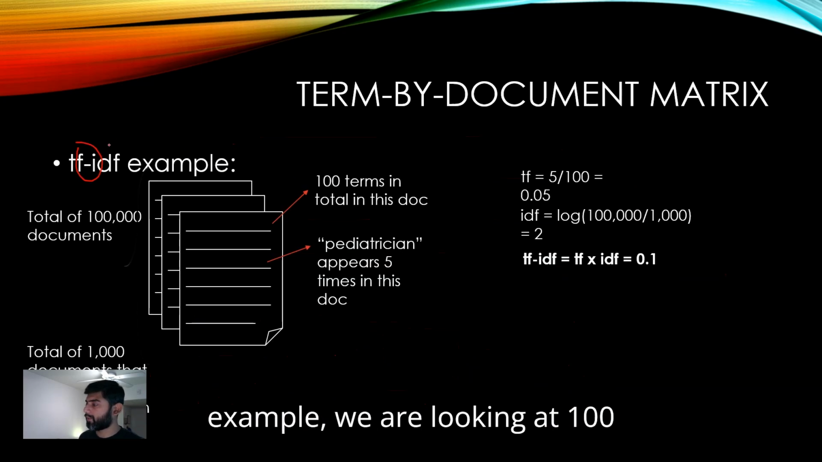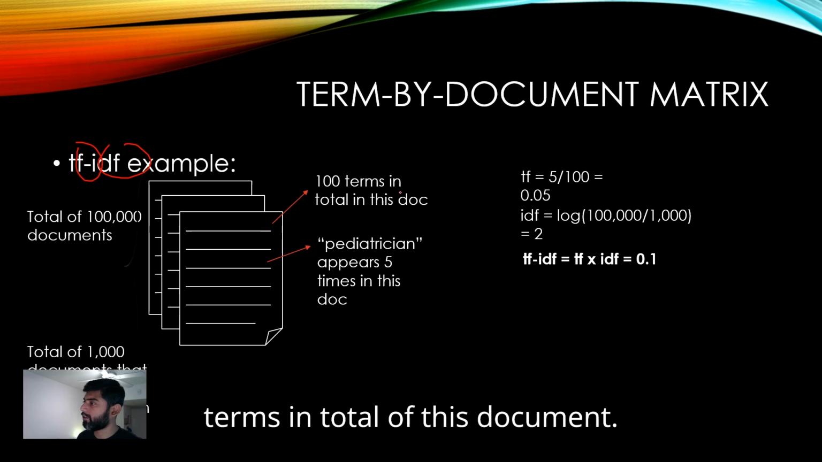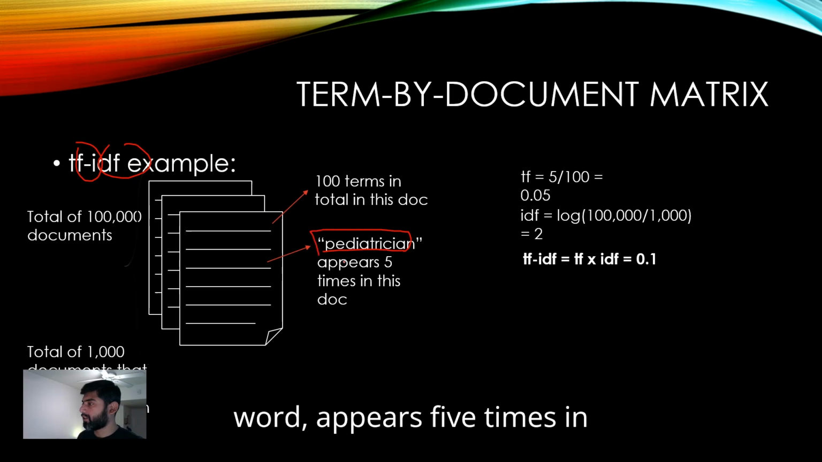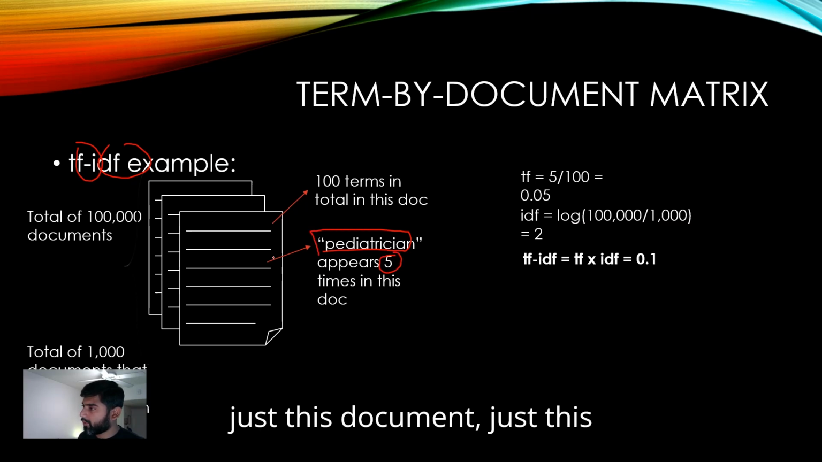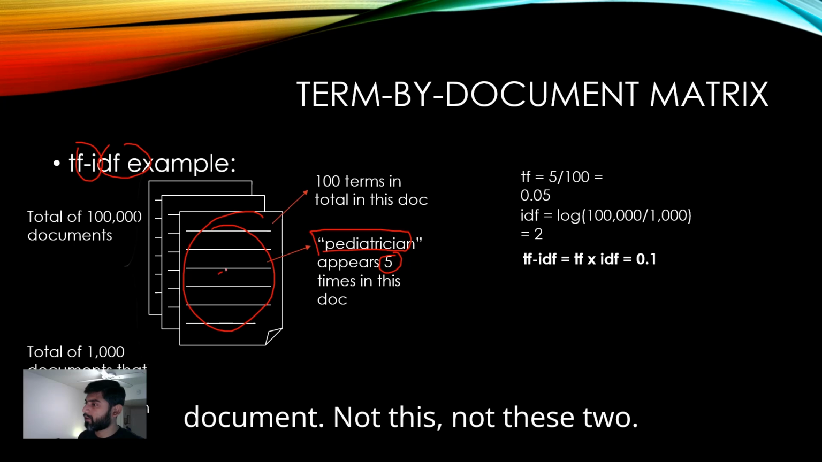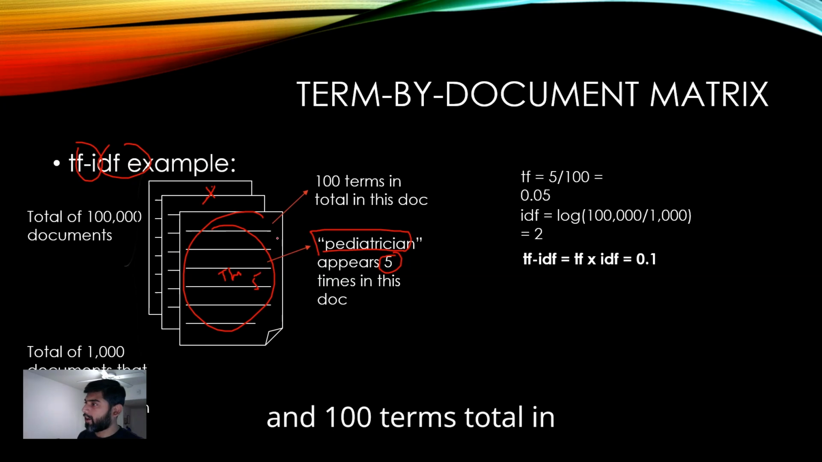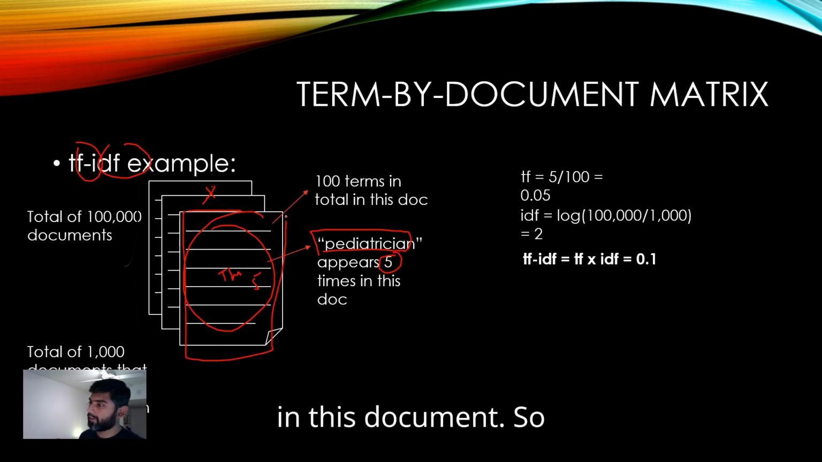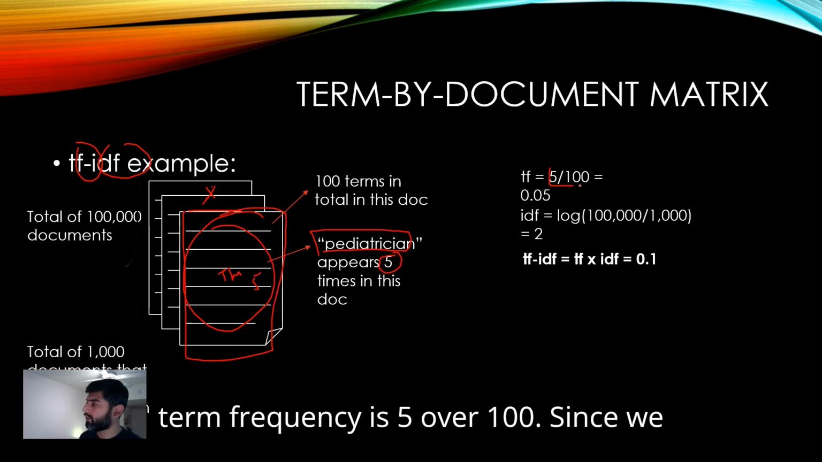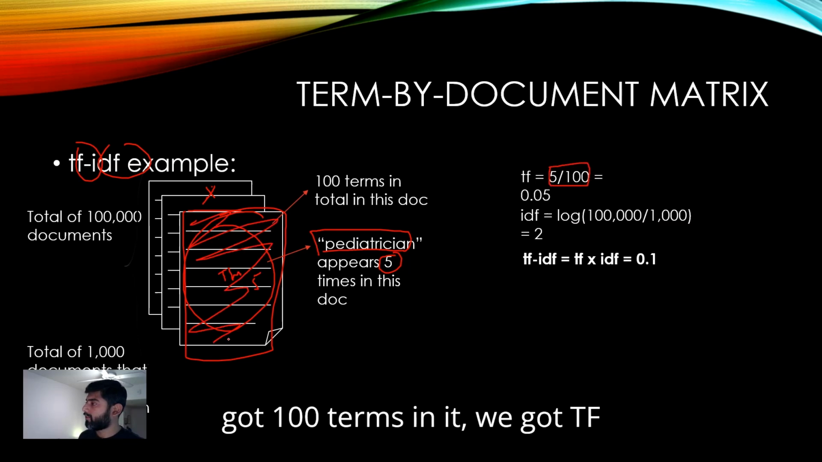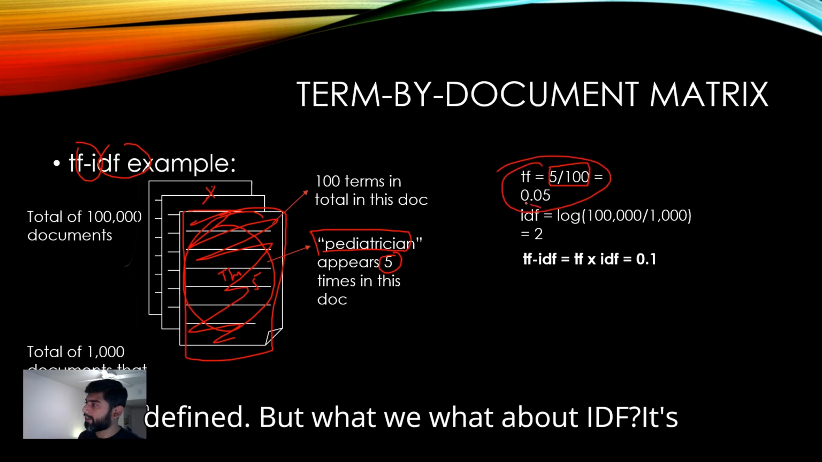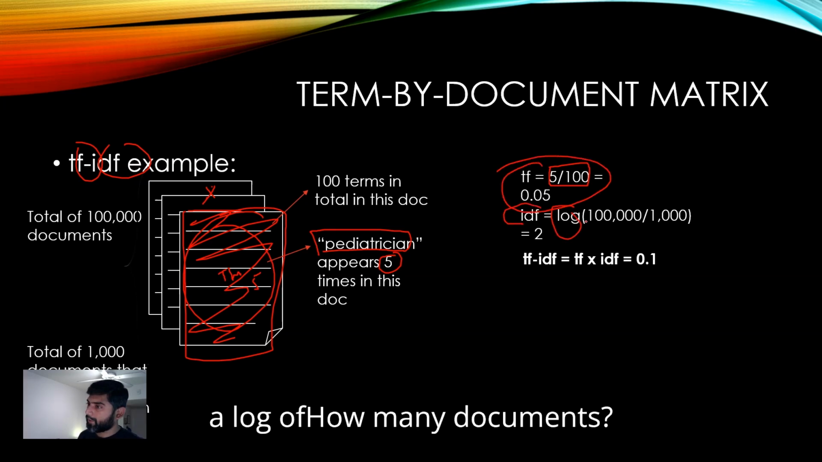So TF and IDF example: we are looking at 100 terms in total in this document. We are interested in this word, which appears 5 times in just this document, not these two. So it appears 5 times in this document, and we got 100 terms total in this document. So term frequency is 5 over 100. Since we got 100 terms in it, we got TF defined. But what about IDF? It's the log of how many documents?